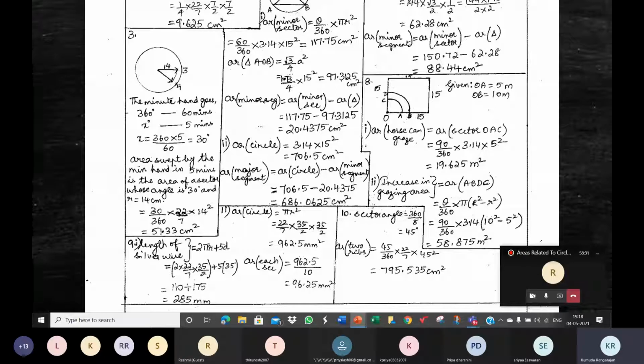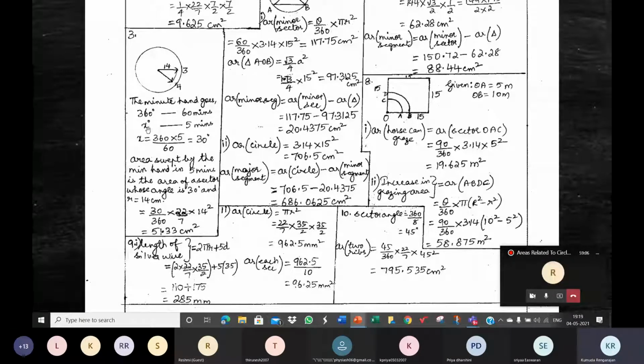Or, if you don't want to do this, you can just ask yourself: 360 degrees in 60 minutes, so in 1 minute, how much? 360 by 60, that is 6 degrees. So 1 minute, 6 degrees. For 5 minutes, 6 into 5, 30 degrees. You can do it that way also.